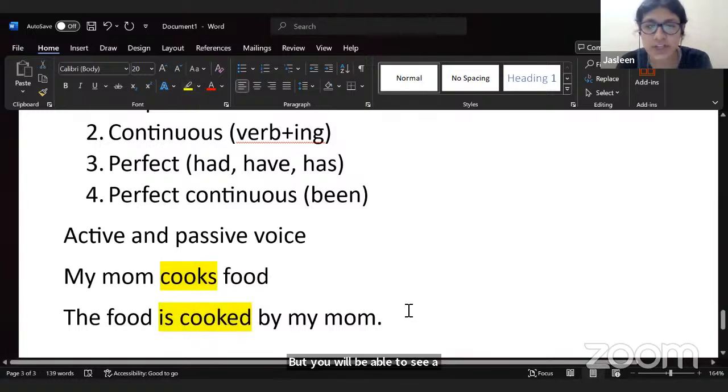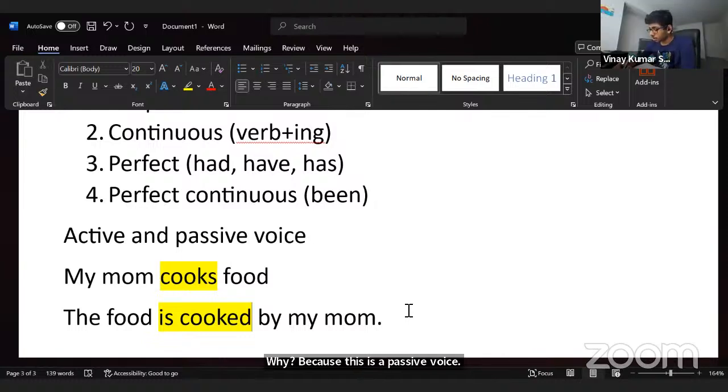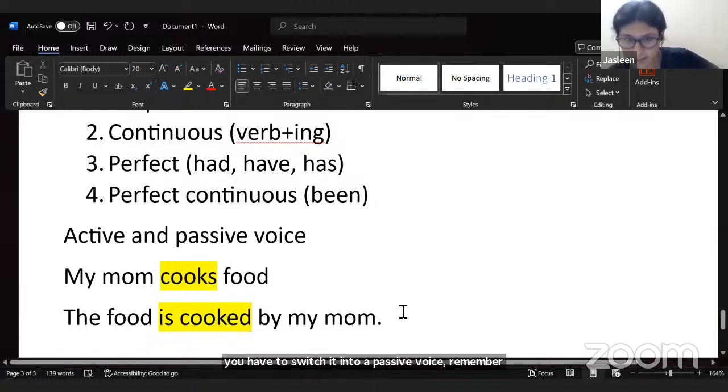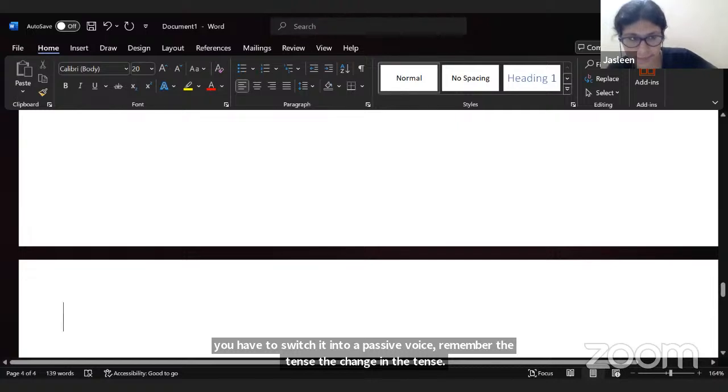So what is the change? Cooks remains in the simple present tense, verb plus s, but it is turned into simple past tense, is cooked. Why? Because this is a passive voice. Okay? So whenever you have to switch it into a passive voice, remember the change in the tense. Just be careful with it in your exam.